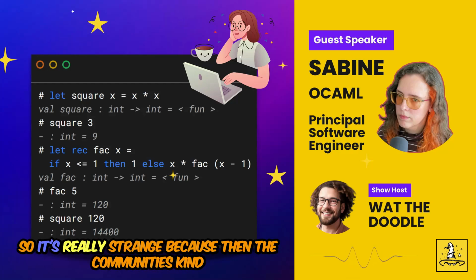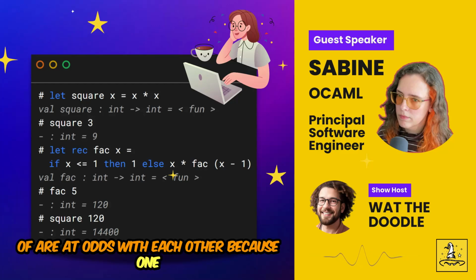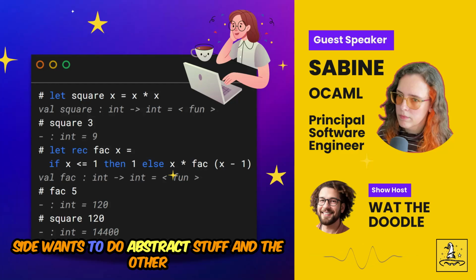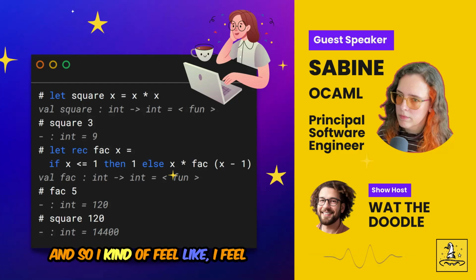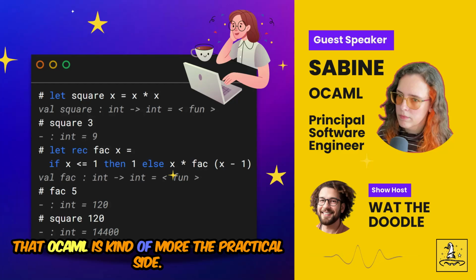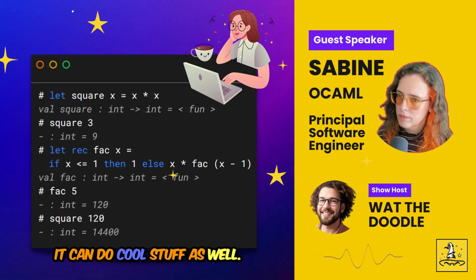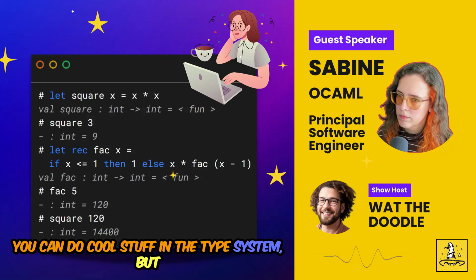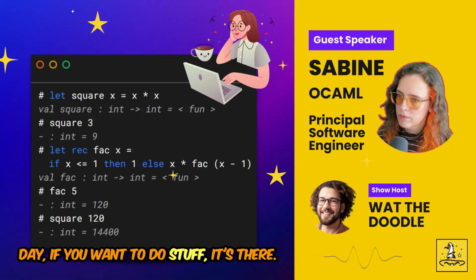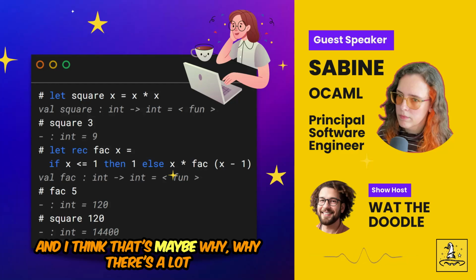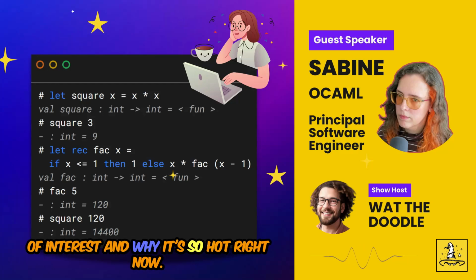It's really strange, because the communities are kind of at odds with each other: one side wants to do abstract stuff and the other wants to do practical stuff. And I feel that OCaml is more the practical side. It can do cool stuff in the type system as well, but if you want to get day to day stuff done, it's there. And I think that's maybe why there's a lot of interest, and why it's so hot right now.